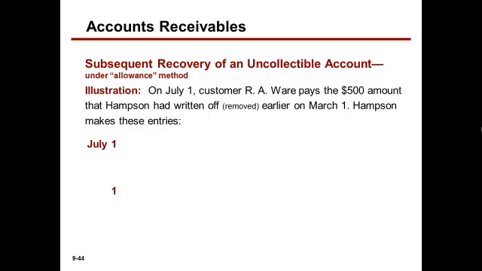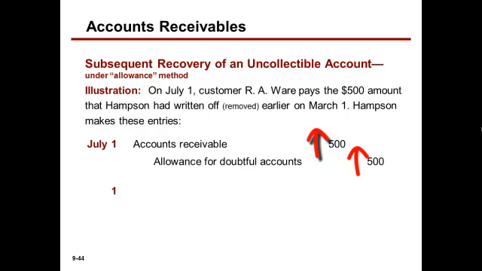First of all, we're going to reverse our previous write-off entry. We're going to restore our accounts receivable for R.A. Ware, debit of $500, increasing the receivable account, and we're going to restore our allowance for doubtful accounts, credit $500. Both of these accounts are restored, in effect, by reversing our previous write-off entry.